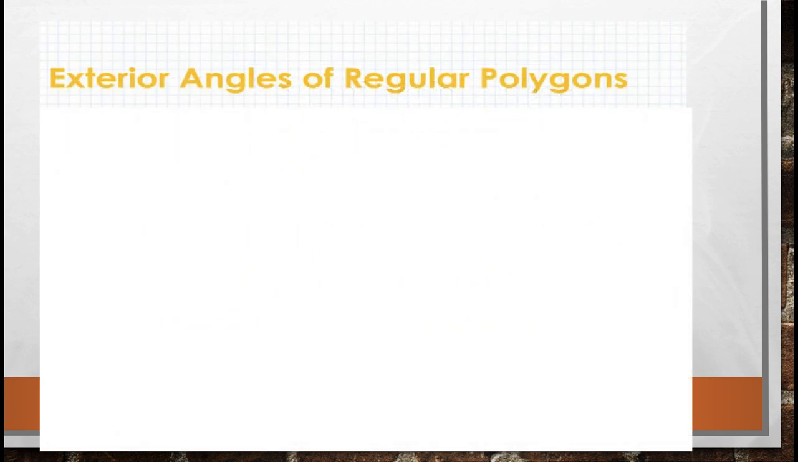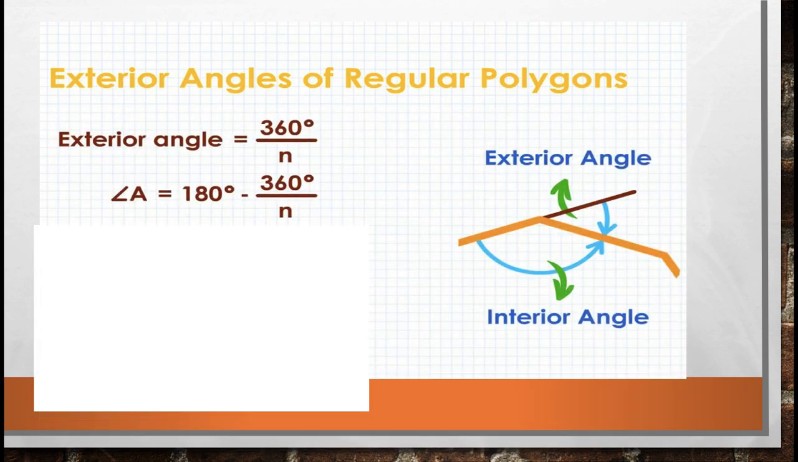Now we will speak about exterior angles of regular polygons. The exterior angles of a polygon add up to 360 degrees. Exterior angle means the outside angle. Interior is the inside angle. Exterior is the outside angle.